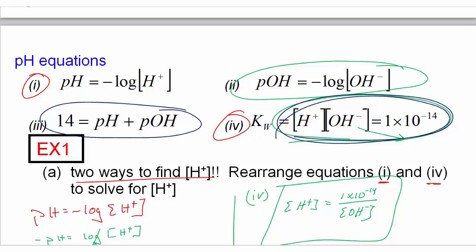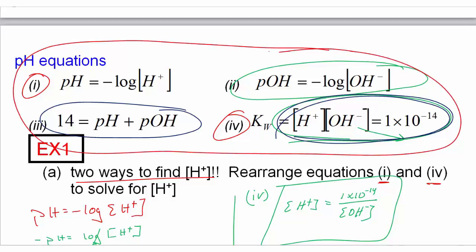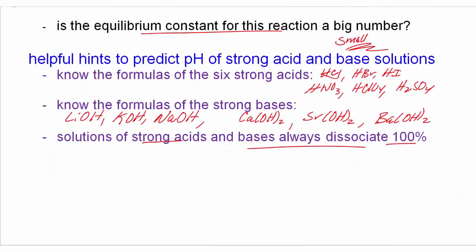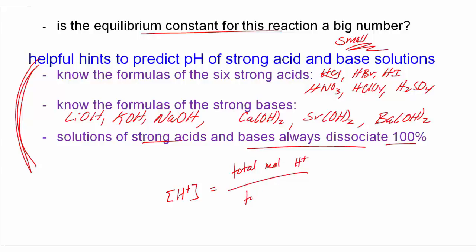So the idea here is to know how to use these equations in combination with knowing these strong acids and these strong bases. And then just realize that in some of those more difficult ones, hydrogen ion concentration will be the total moles of hydrogen ion divided by the total volume. Or if you're after hydroxide, the total moles of hydroxide divided by the total volume.